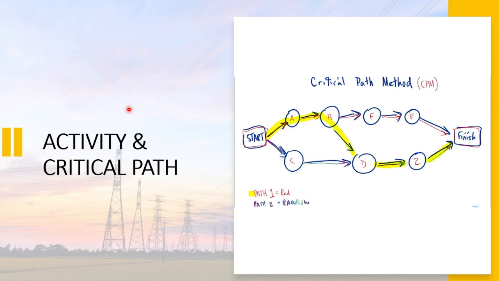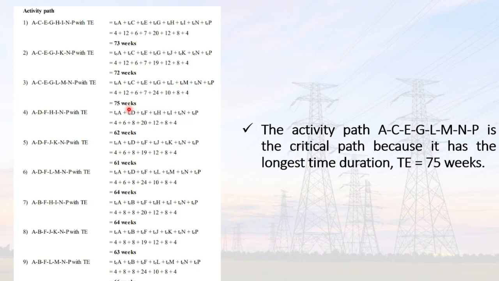Activity and critical path. Using the critical path method is very important when we manage our project, because it identifies all the tasks needed to be completed, and it determines the tasks that must be done on time and those that can be delayed if needed, and how much float or slack we have.